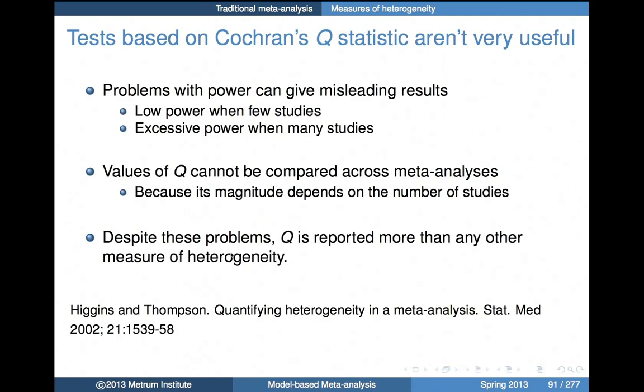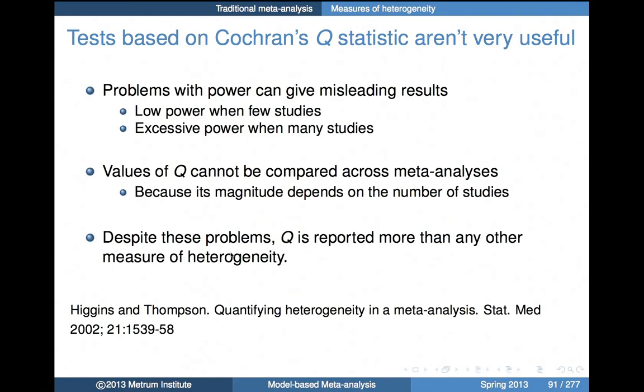And when you have a lot of studies, the test actually has a lot of power, which means that if there's even a little bit of heterogeneity, you can come up with a statistically significant test based on the Q statistic. So you might be inferring that there's a lot of between study heterogeneity, when in fact it's not that there's a lot, but that there's a statistically significant amount of heterogeneity, even though it's a very small amount.